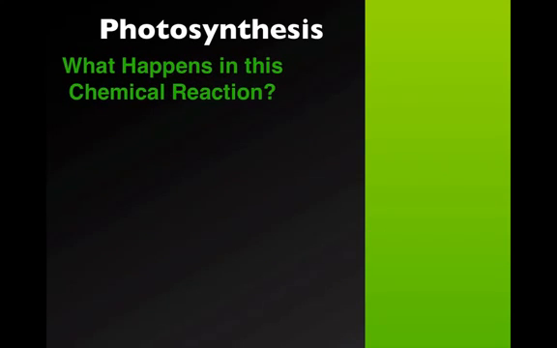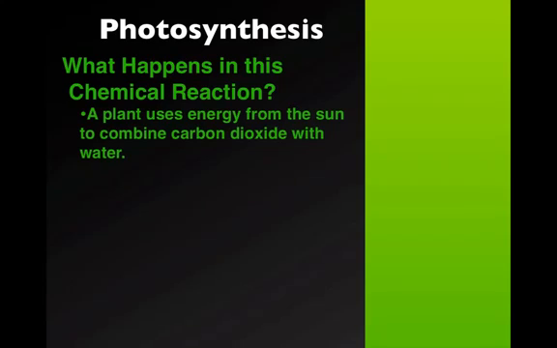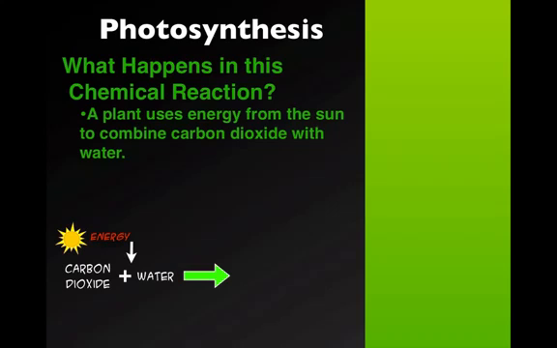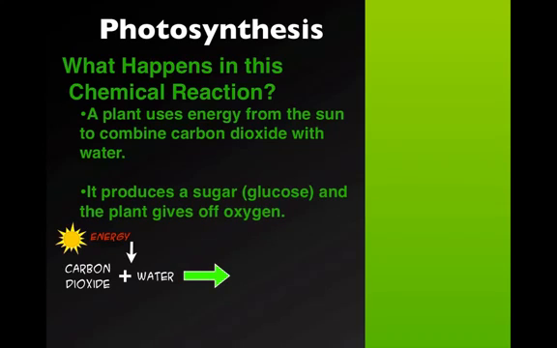So what happens in this chemical reaction? Well, it's pretty simple. The plant uses energy from the sun, again, to combine water and carbon dioxide. So here's a little diagram that might help you out. You've got energy from the sun, combining carbon dioxide and water, which are joined together using that energy from the sun. And that produces glucose and also oxygen. So sugar and oxygen are the byproducts.